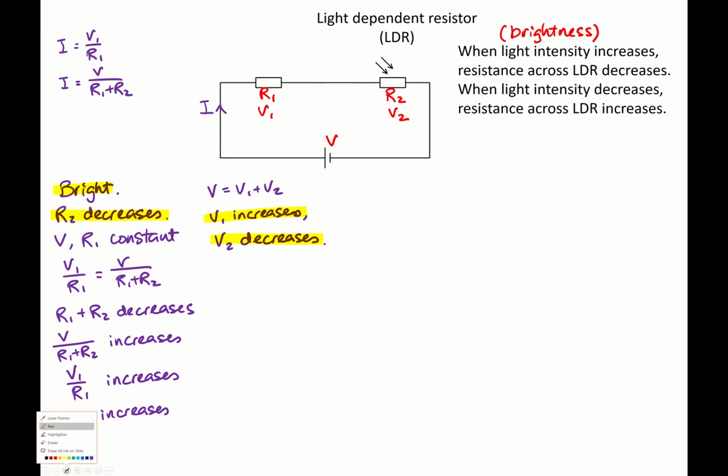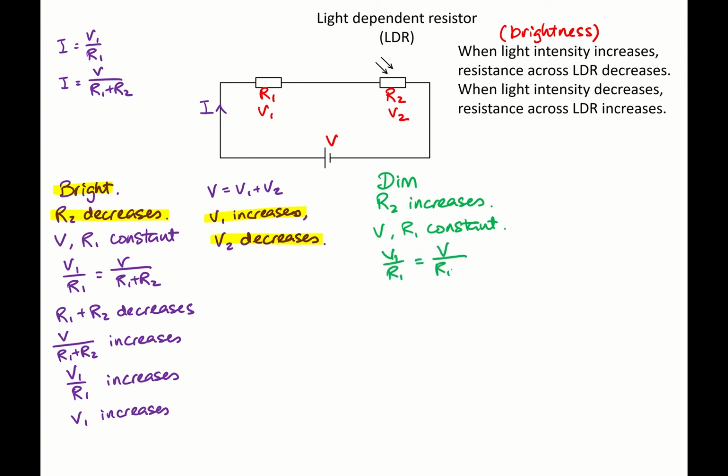Next, we move on to what happens when it's dim. So when it's dim, light intensity decreases, resistance across the LDR increases. And we know V and R1 are constant. And from the equation formed earlier, V1 over R1 equals V over R1 plus R2.